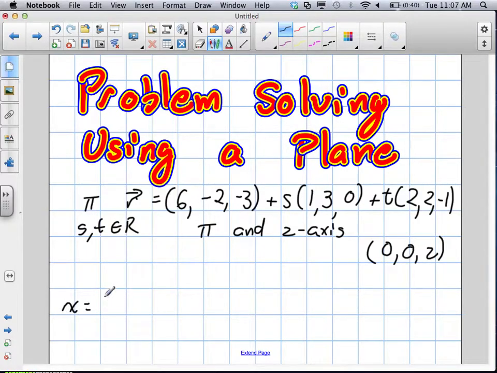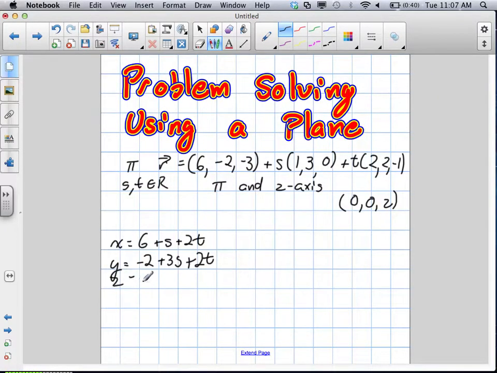So x is equal to 6 plus s plus 2t. y is equal to negative 2 plus 3s plus 2t. And z is equal to negative 3 minus t. Okay.